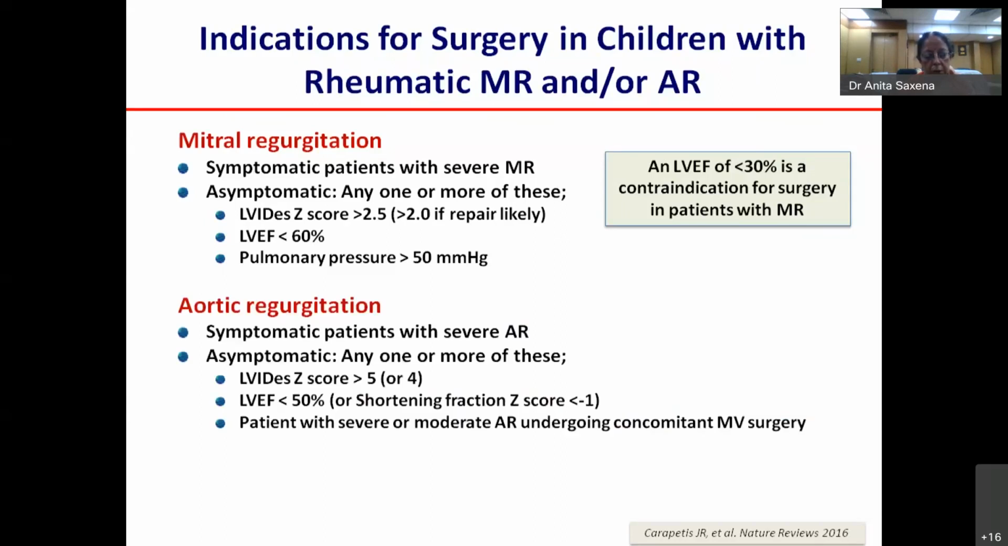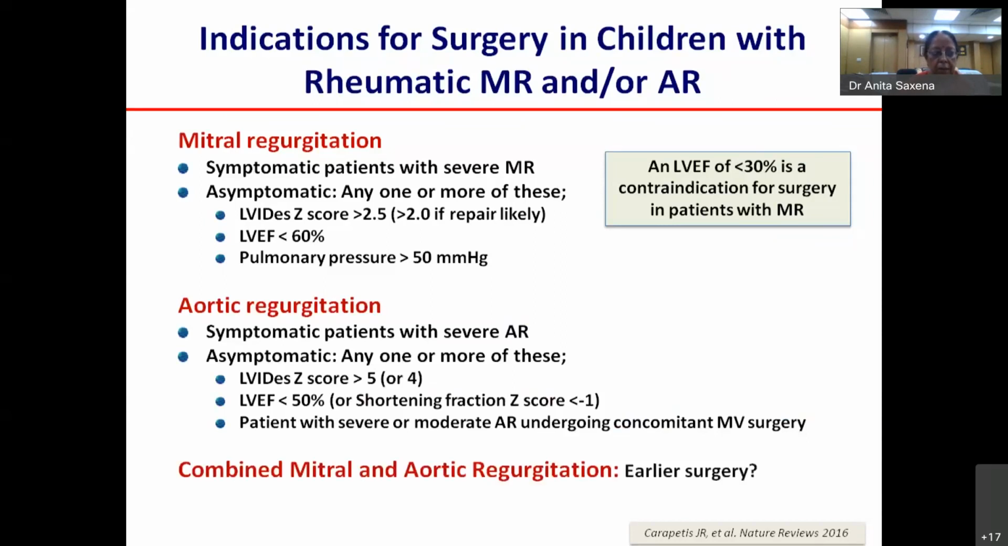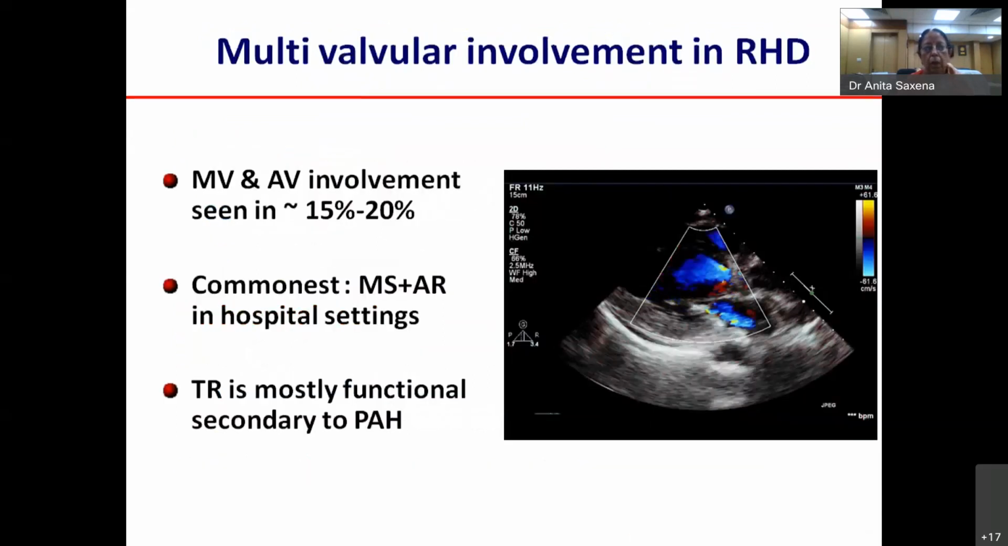For aortic regurgitation, we take the cutoff of 50%, but you can see here that LV internal dimensions can be larger with aortic regurgitation before you send a patient for surgery. But that all is for asymptomatic patients. For symptomatic patients, you have to think about surgery earlier. Perhaps if there is a combined severe MR and severe AR, you may have to think of earlier surgery.